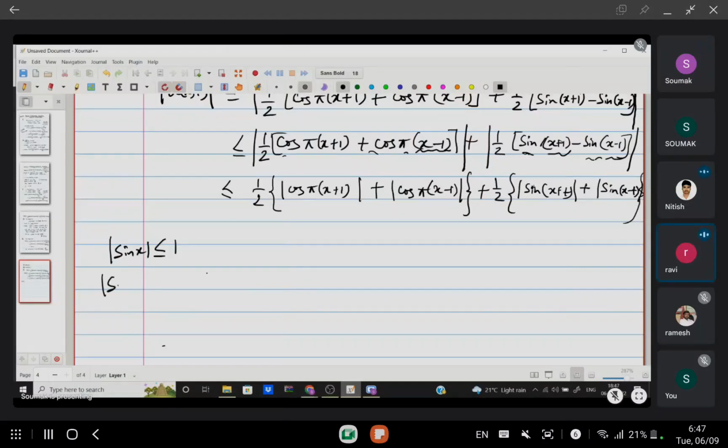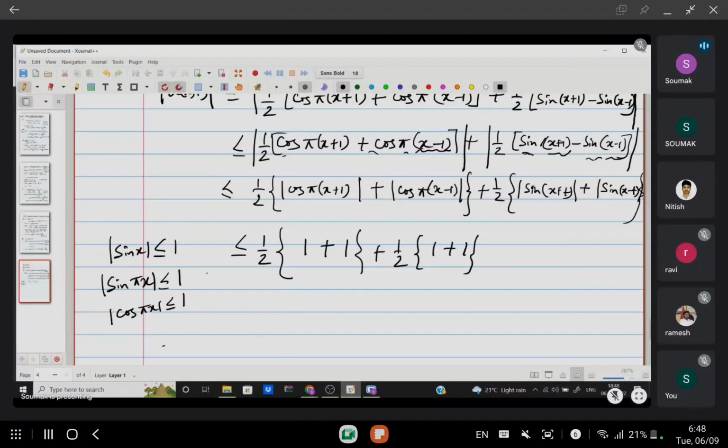1, sir. Plus 1, sir. Sine pi x or cos pi x, same, sir. Plus minus 1, no? No, I took modulus, so you have to take a positive value. So it is less than or equal to 1. Every time it is 1. Yes. So I just replace it. It is less than or equal to 1 plus 1 plus half of 1 plus 1. So what is the value here? What is this sum? 2, sir. Correct.